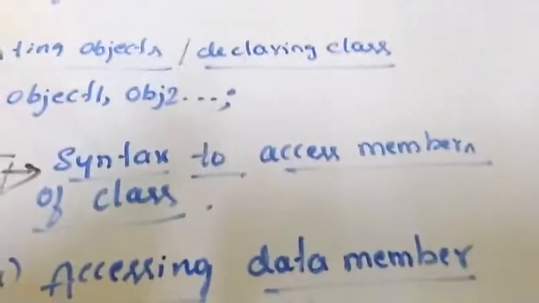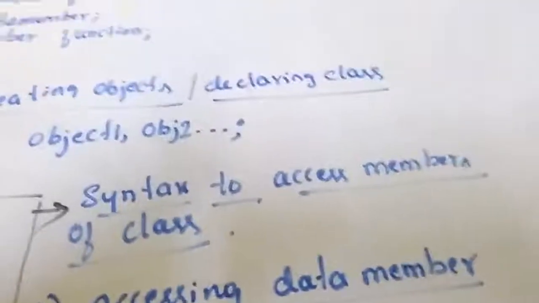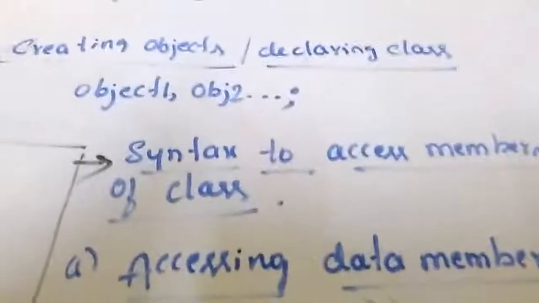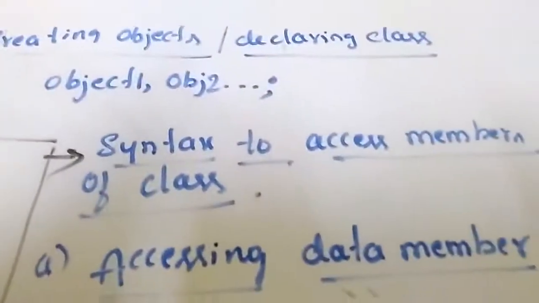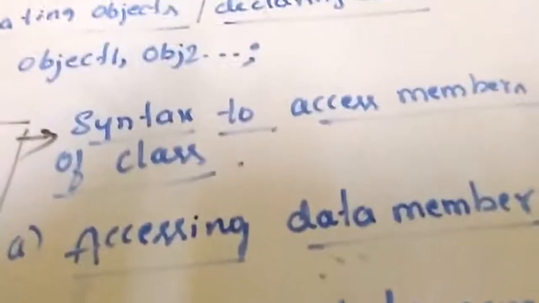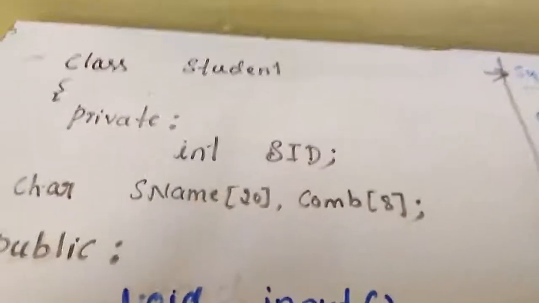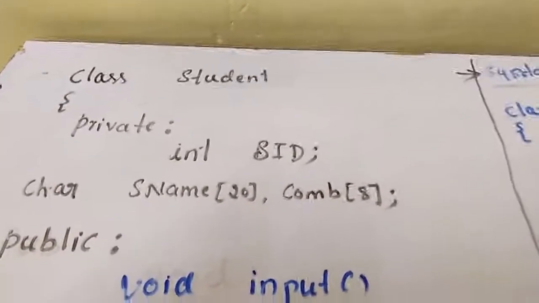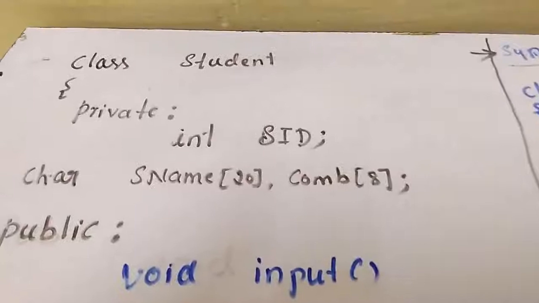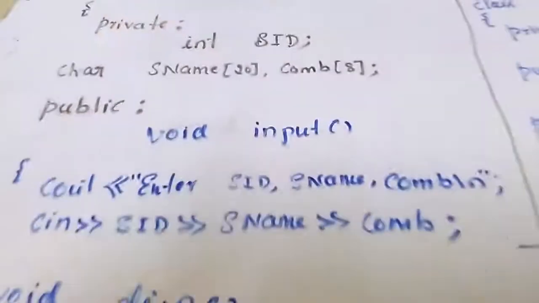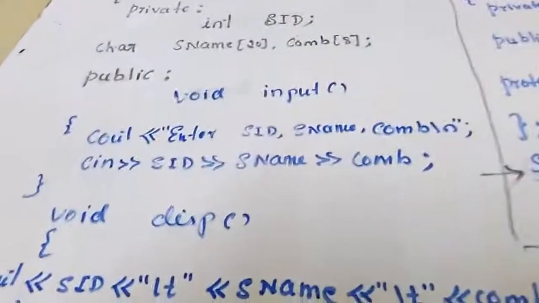How do you access members of a class? Data members. Whenever the word members comes, you have to remember a class has data members and member functions. And one more thing, usually data members are declared in the private section, isn't it? SID, name, combination. These are all data members, which I had declared in the private section. So you know there is a rule: private members cannot be accessed outside the class directly. Only public members can be accessed outside the class.